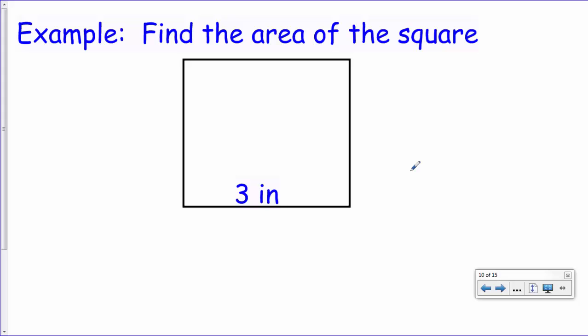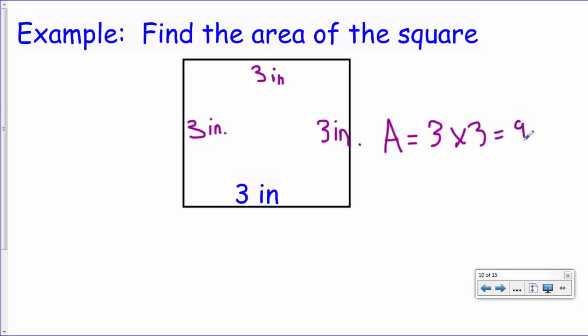In our next example, we'll find the area of the square. Since it's a square, each side is the same length. That would make this side 3 inches. This side is 3 inches. And the final side is also 3 inches. Find the area of a square, side times side, 3 times 3 equals 9 square inches.